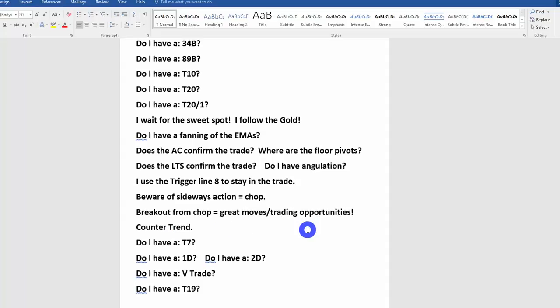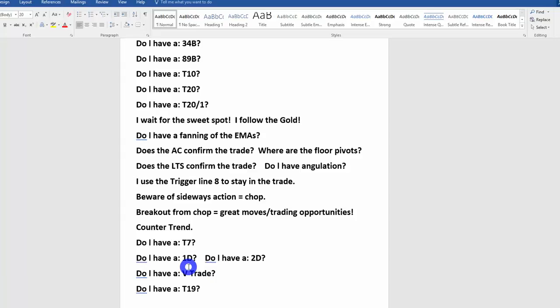Counter trend trading, remember traders, focus on your trend trading until you're consistently profitable as a trend trader. But do you have a double top or double bottom with Renko? They're very sweet, they're very nice. So do I have a double top or double bottom? Do I have a 1D or a 2D?